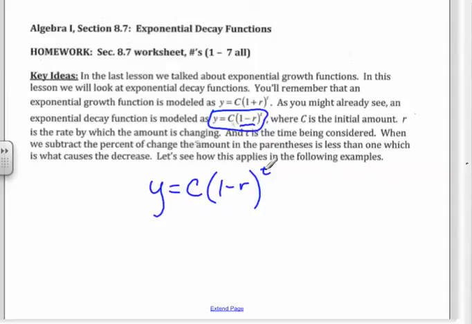Okay. There's not a lot that I need to talk about here. It's just a different formula. But let's see how this works out in some of the problems. Okay? See you at example 1.